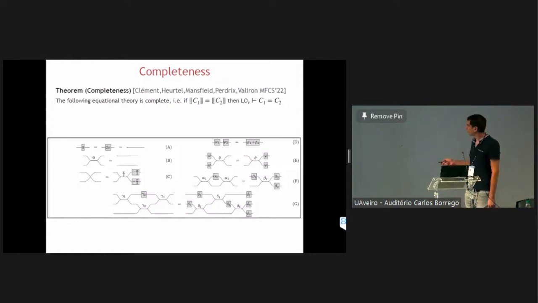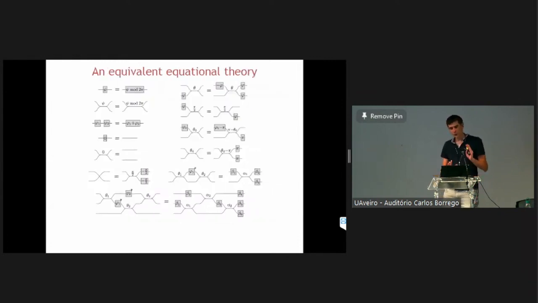So I don't have enough time to go through all these equations, and maybe you cannot really see them because the screen is small. Instead, I just want to show you how we prove that such an equational theory is complete. How can we do such a proof?